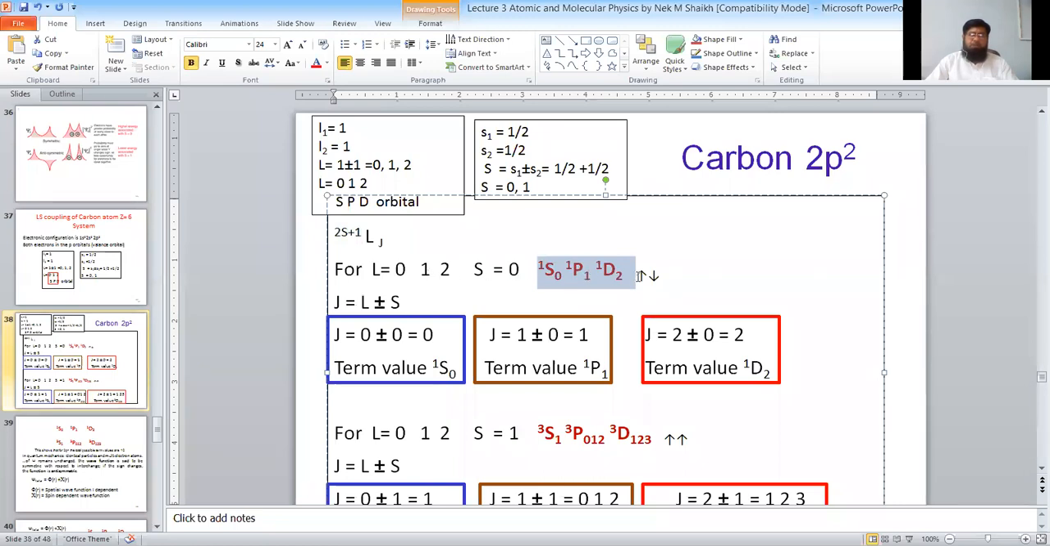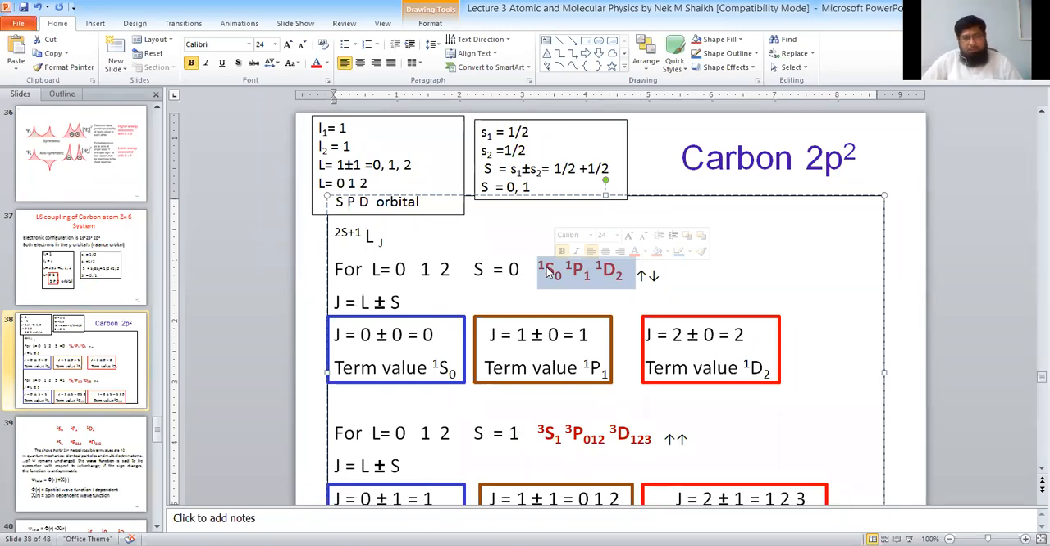0 plus 2 gives you 2. So when the spin is anti-parallel, it gives you the term values, which has 3 values. One value is 1S0, the second value is 1P1, and the third value is 1D2. So these are the three term values when both electrons have spins anti-parallel to each other.